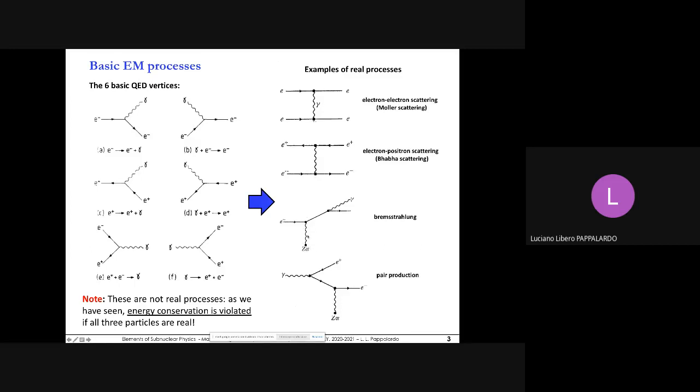In this case, you have three vertices, as you see here. And similarly, the pair production, the real process of pair production, we have a photon that provides a pair of electron and positron, but again, in the Coulomb field of a nucleus. And this you need in order to ensure momentum conservation and energy conservation, which you cannot have in these basic vertices here.